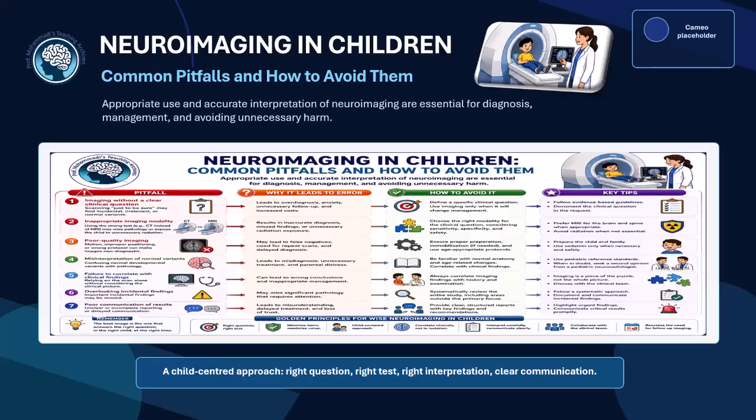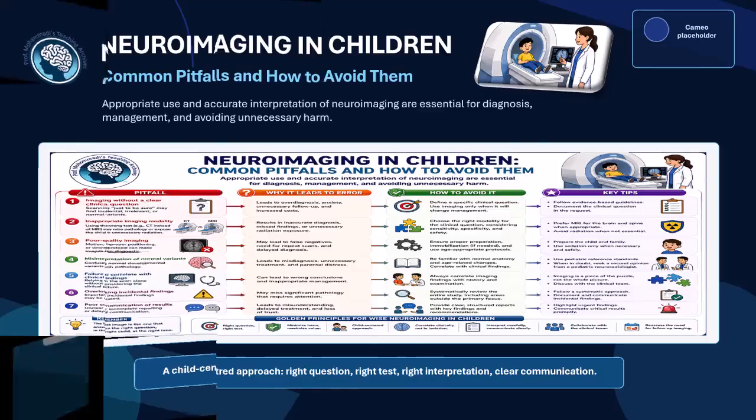Today we will discuss the appropriate use of neuroimaging in children with a focus on common pitfalls and practical ways to avoid them. Neuroimaging can be extremely helpful in diagnosis and management, but only when it is used thoughtfully. The key message is that imaging should not be requested simply to reduce uncertainty or provide reassurance. It should answer a clear clinical question, guide management, and be interpreted in the full context of the child's history, examination, and developmental stage. Throughout this presentation, we will move through the most important sources of error and highlight practical strategies for safer, clearer, and more clinically meaningful imaging decisions.